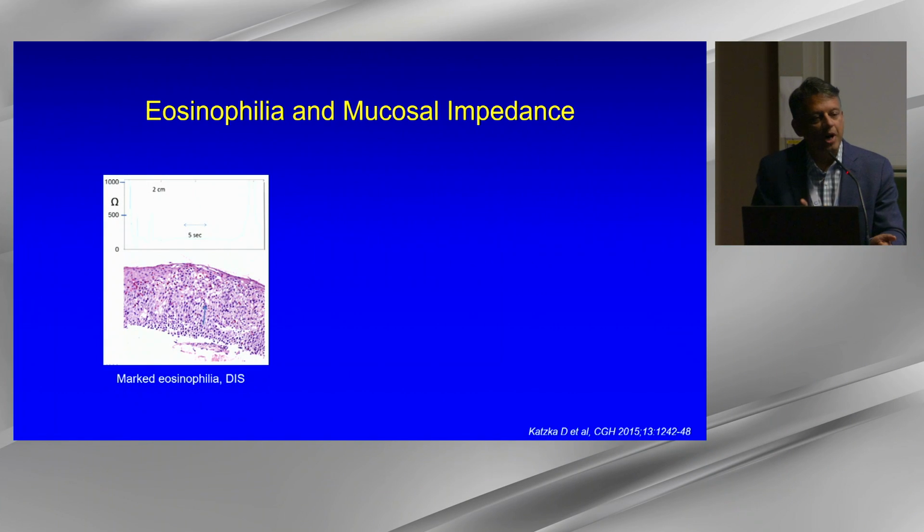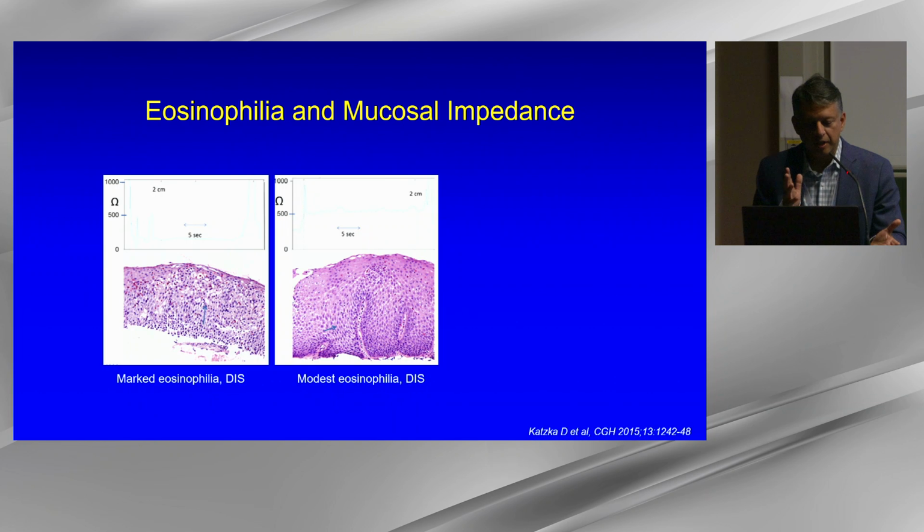Now, another model for dilated intercellular space is other types of esophageal inflammation, like eosinophilia. In eosinophilic esophagitis, you can't see the impedance trace at the top very well, but this is a histopath slide from a patient with marked eosinophilia and dilated intercellular space, and the mucosal impedance you can see there is below 500 ohms.